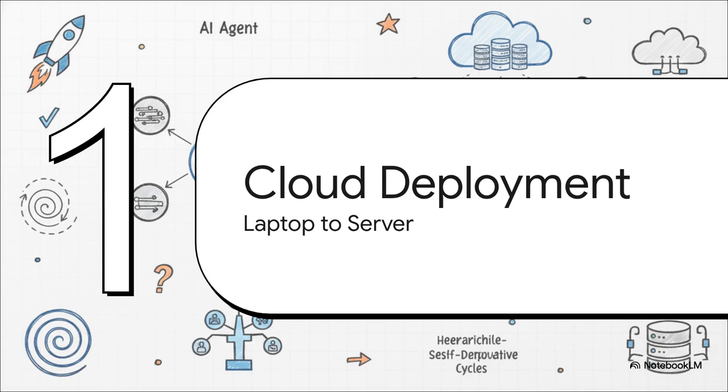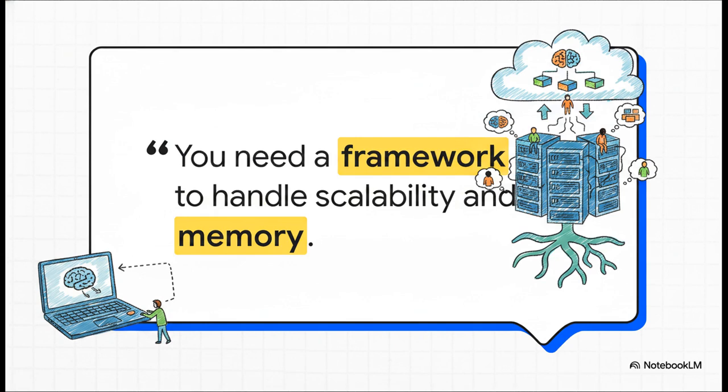Let's wrap things up with Section 5, Cloud Deployment, taking this from a local laptop to a production server. As the sources make very clear, having a genius agent running on your laptop is a cool proof of concept, but it's totally isolated. If you actually want to handle concurrent requests from hundreds of users, or make sure your AI remembers past conversations with persistent memory, your code has got to leave your local machine. You need to get it onto a robust server environment with a real framework.